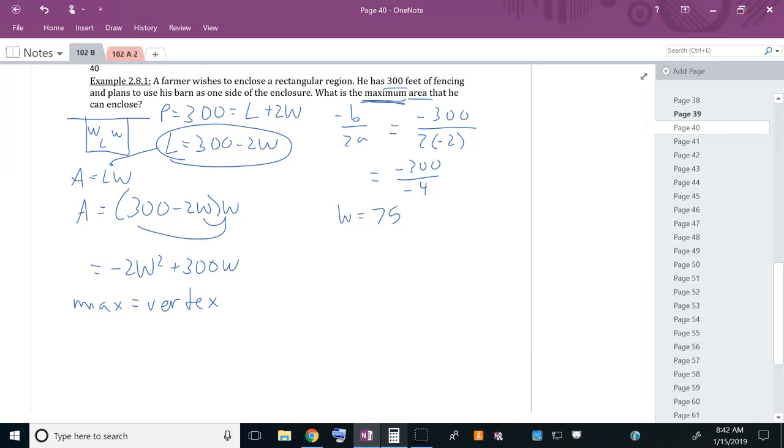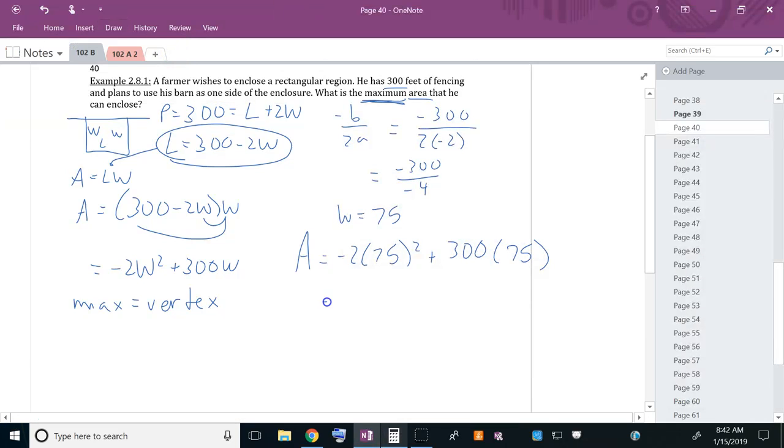Now I'm not quite done yet. That's my maximum width. I still need the actual maximum area though. So let's take that and plug it in to my equation. And then we can use our calculators and crunch those numbers through. And crunching that through, I get 11,250, and that is in square feet.